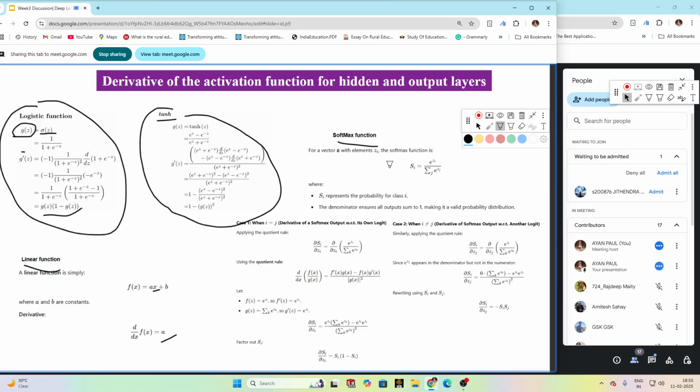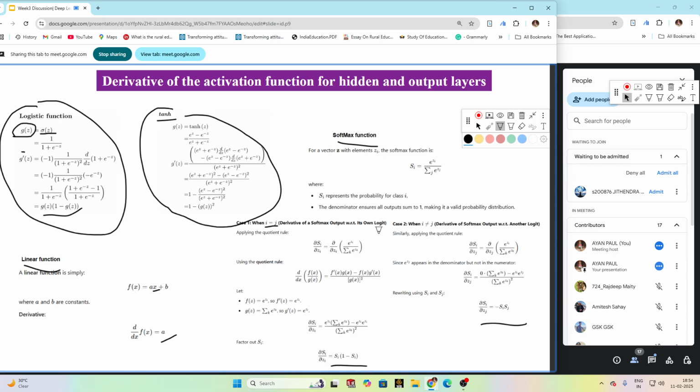For the softmax function, we have two types of cases. One is when i is equal to j, that means your winner is the true class, and that will be given by si(1 minus si). When your winner is not your class, then this will be the derivative of the softmax function.